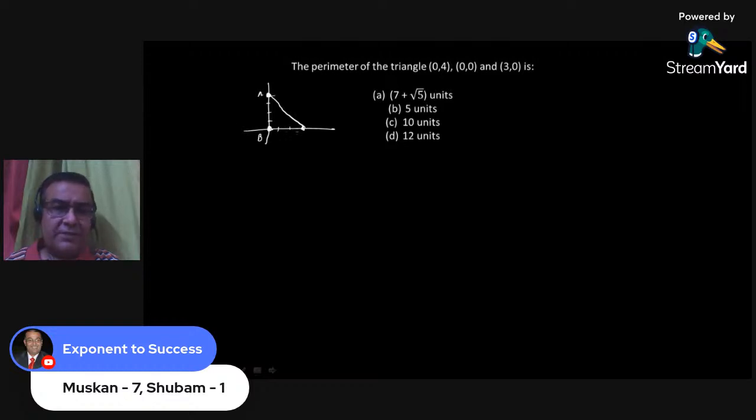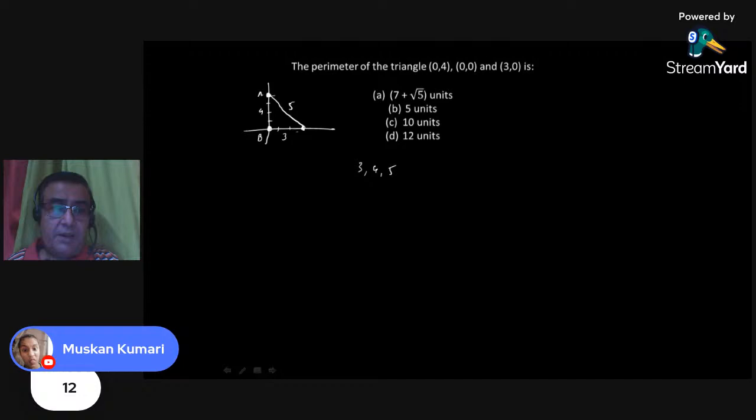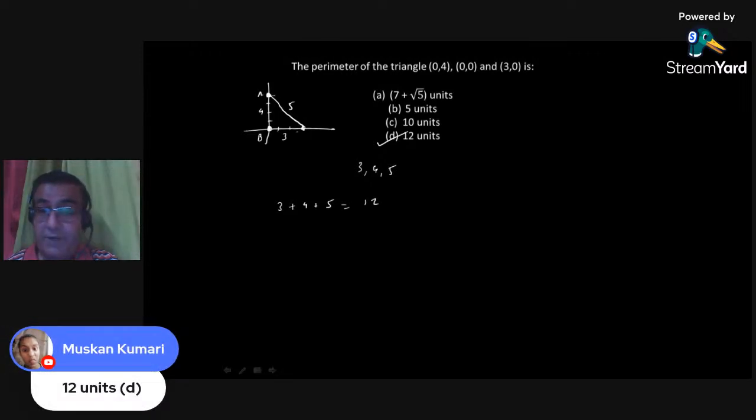So I know that this is 3 units, this is 4 units. We don't know this distance, but we know the Pythagorean triplets are 3, 4 and 5. So if this is 3 and this is 4, obviously this will be 5. We don't even need to apply the distance formula here. So Muskan says that the perimeter is 12. Okay, let's see. The perimeter would be the sum of all sides. So 3 plus 4 plus 5, 3 plus 4 is 7, 7 plus 5 is 12. So indeed, yes, 12 units is the correct answer. Muskan is correct, part D.